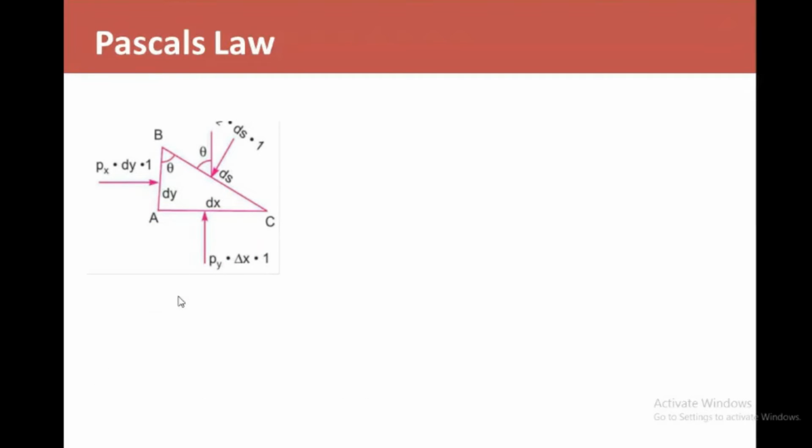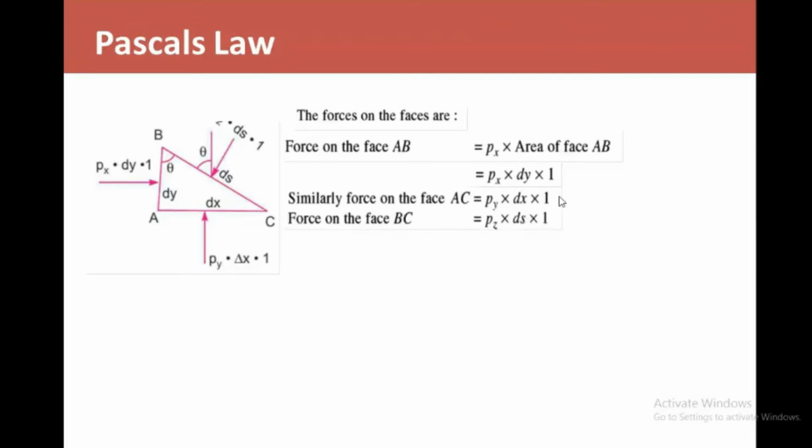So we will resolve these forces along x and y direction. First of all, the forces on faces. Force on face AB: which force acts on AB? Px. Px into area of AB. The area of AB has length dy, so dy into the perpendicular width, which is 1. So it is Px into dy into 1. Similarly, which force acts on AC? Py, and Py acts on which face? AC. So the width of AC is dx. So Py into dx and the width is 1.